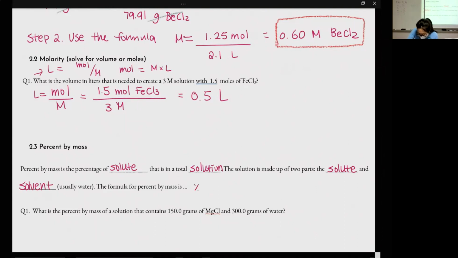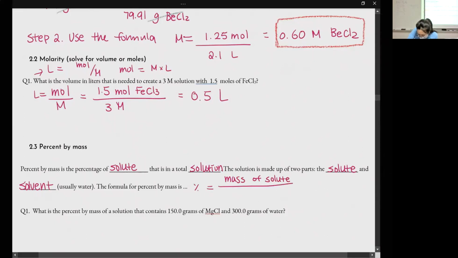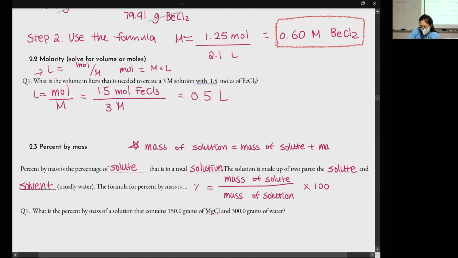So percent by mass would equal to mass of solute divided by mass of solution times 100. Okay, and then remember that mass of solution is equal to mass of solute plus mass of solvent.